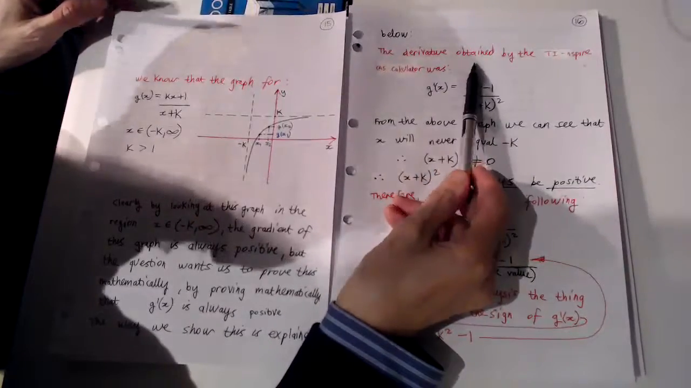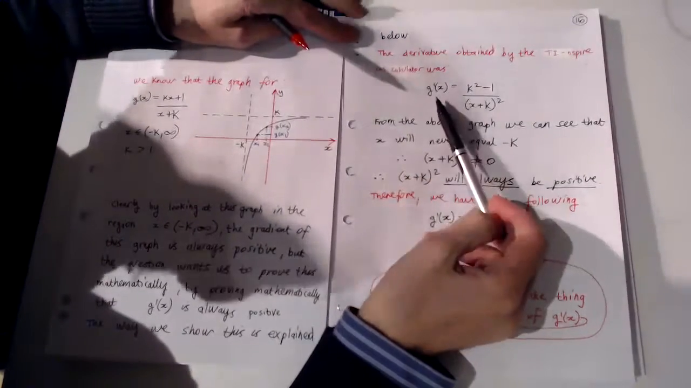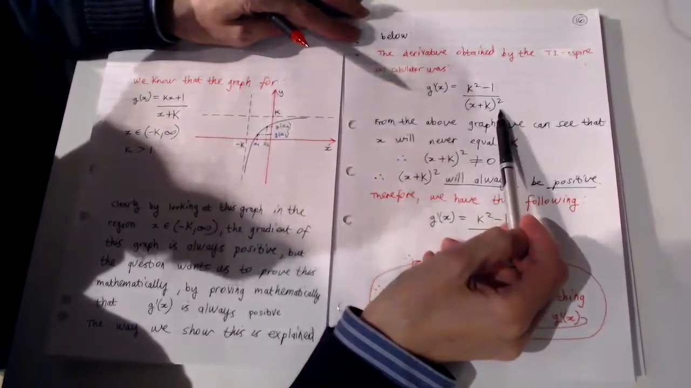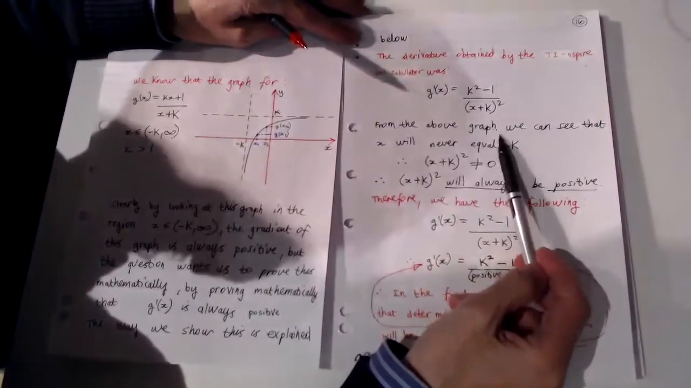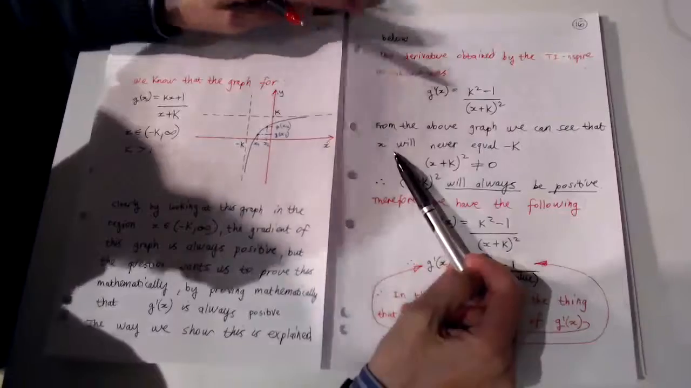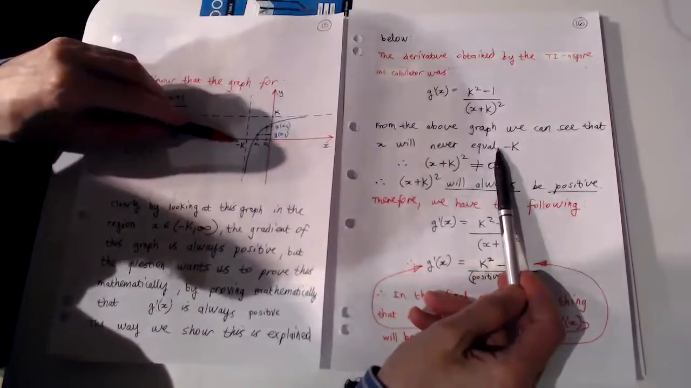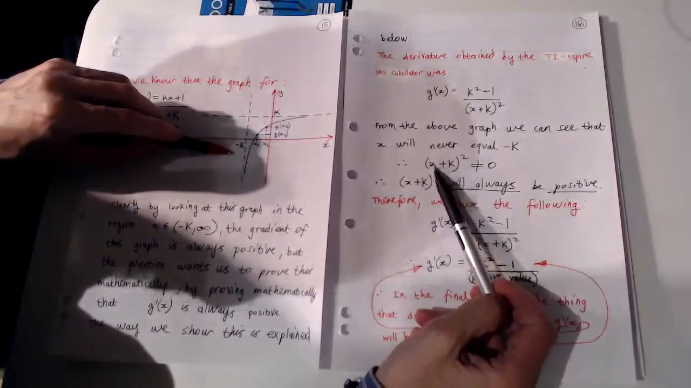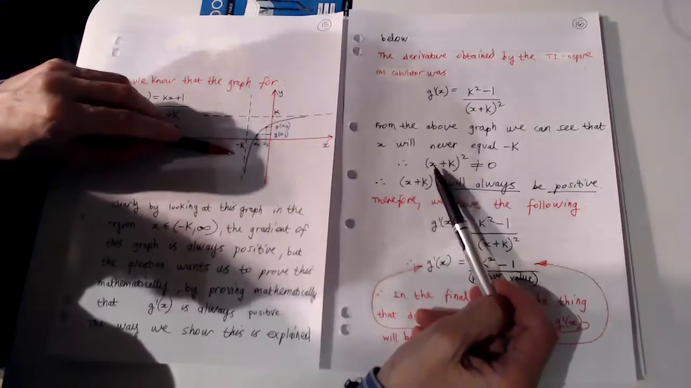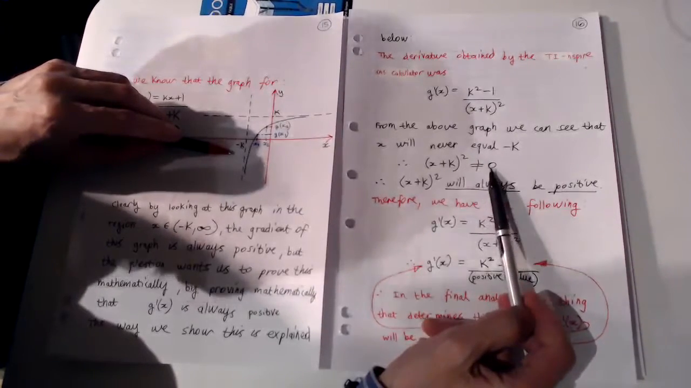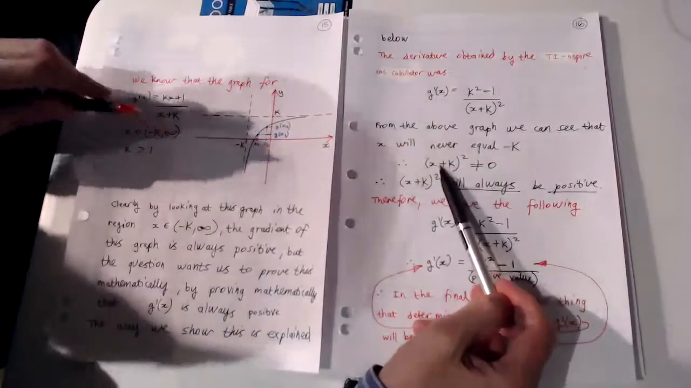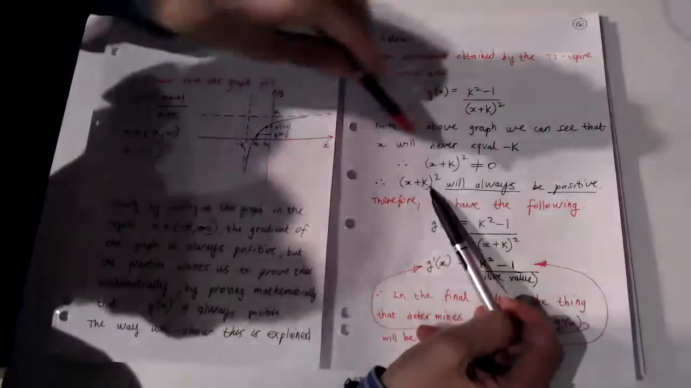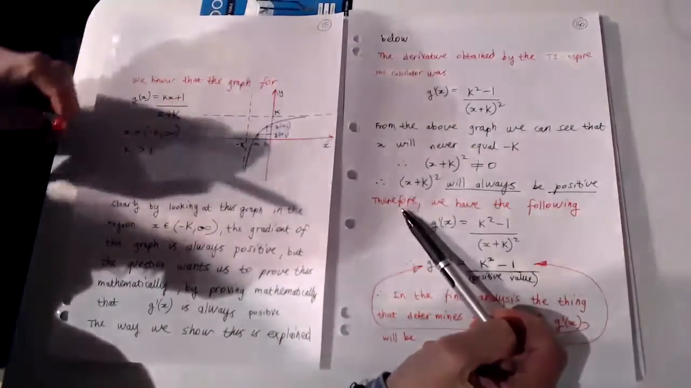The derivative obtained by the TI-Nspire CAS calculator was, like we saw before, g'(x) equals (k squared minus 1) on (x + k) all squared. From the above graph, we can see that x will never equal negative k because there is a vertical asymptote there. So x + k all squared will never equal 0. And because when you square something, it always goes to the positive, we can conclude that (x + k) squared will always be positive.